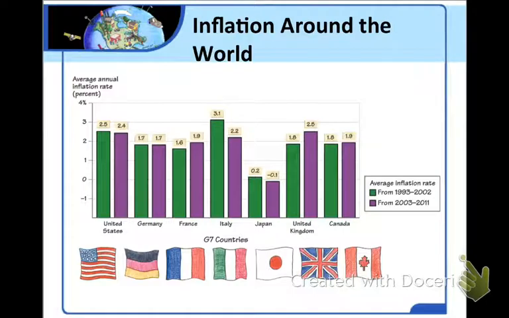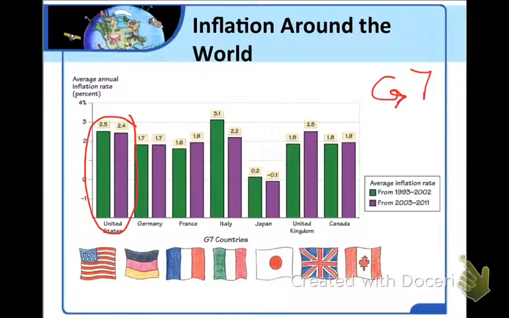Now, the developed countries of the world have achieved price stability over most of the past 2 decades. This figure shows the average U.S. inflation rate, given right here, compared to other what we call Group of 7 or G7 nations, from 1993 to 2002 and from 2003 to 2011.